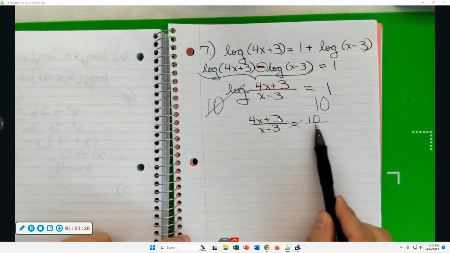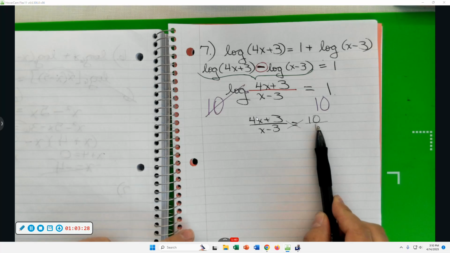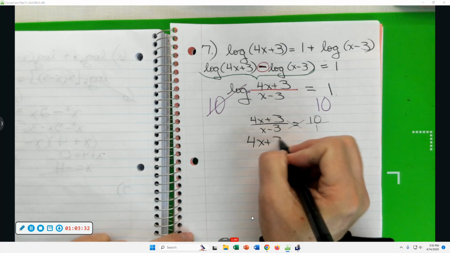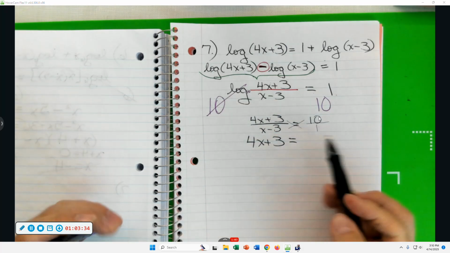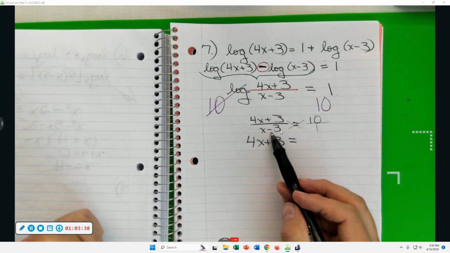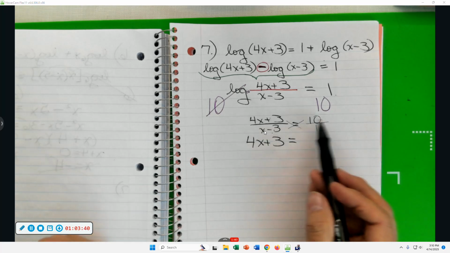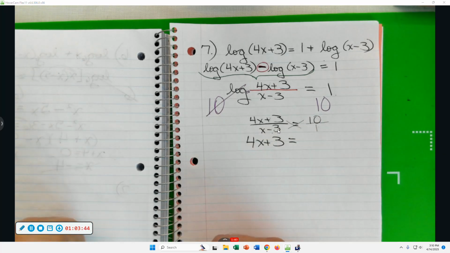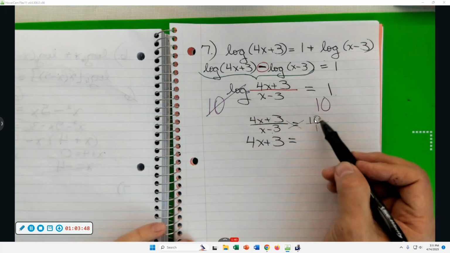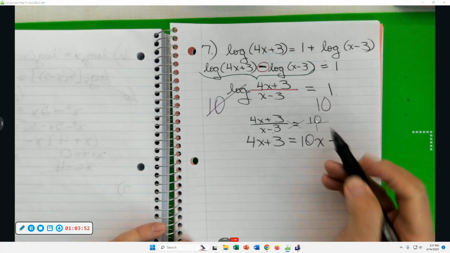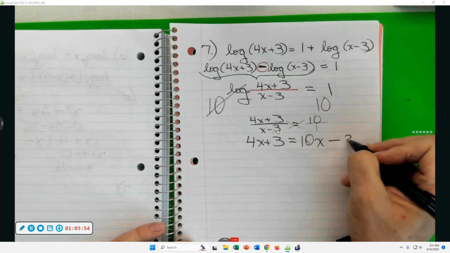4x plus 3 times 1, well that doesn't get easier, it's just 4x plus 3. Equals, we have to take the 10 and multiply it by x minus 3. What's that going to give us? What do we have to do with that 10 and the x minus 3? Starts with a d. Distribute. 10 times x is 10x, minus 10 times 3 is 30.